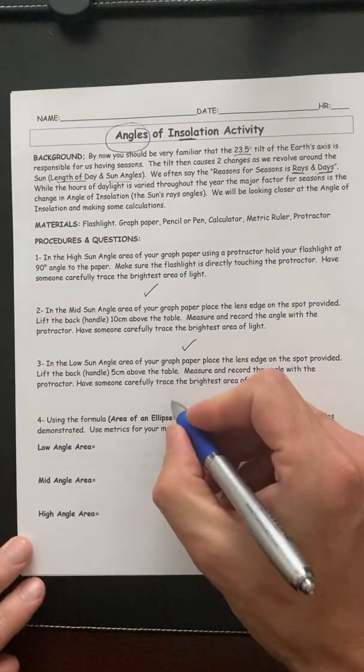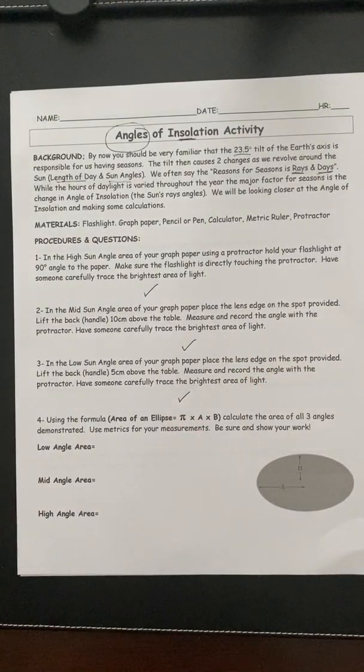So let's look at some of these discussion questions here. We're going to try to calculate some area for an ellipse. And an ellipse is just a squished circle. So we're going to calculate the area of all three of these. And this is how we go about doing that.